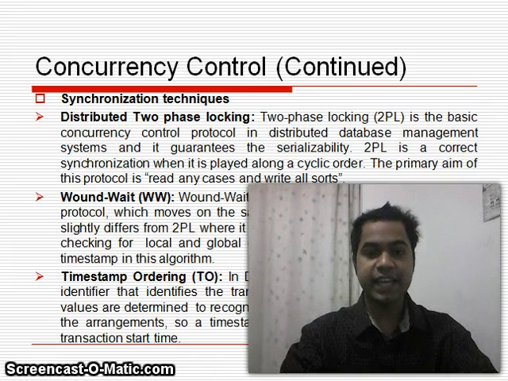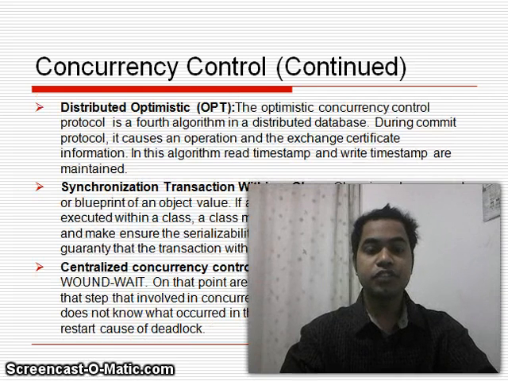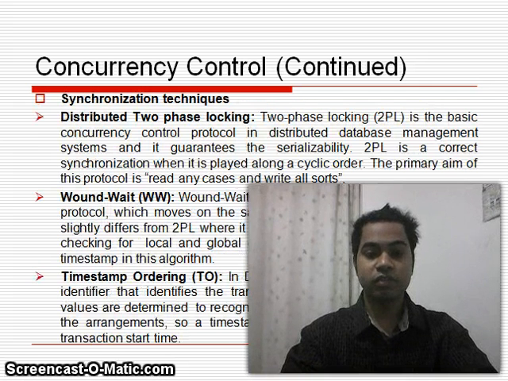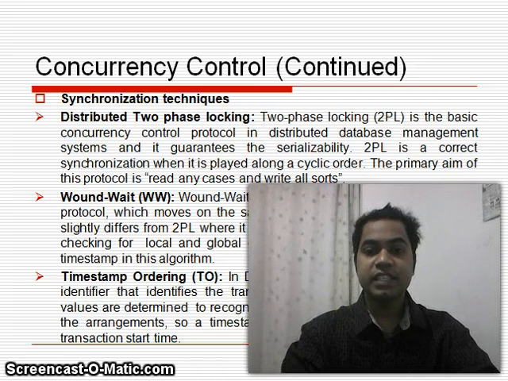Synchronization techniques. There are some synchronization techniques such as distributed two-phase locking, wound-wait, timestamp ordering, distributed optimistic, synchronization of transactions within a class, and centralized concurrency control. Now, distributed two-phase locking. Two-phase locking is the basic concurrency control protocol in distributed database management systems, and it guarantees serializability.